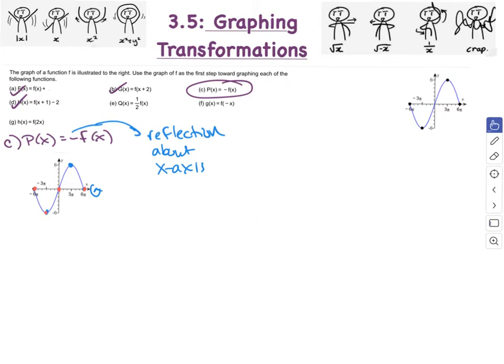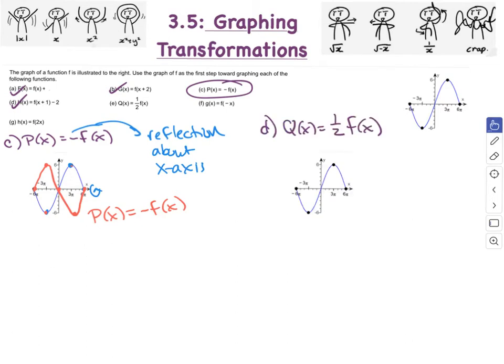So negative 3 pi and negative 6 is going to be reflected around the x-axis. So it'll come up here, and it'll be at negative 3 pi and positive 6. And positive 3 pi and positive 6 will be reflected around the x-axis, and will come down here. So what we'll have instead of the blue graph is its reflection in red, negative f of x, a reflection around the x-axis.